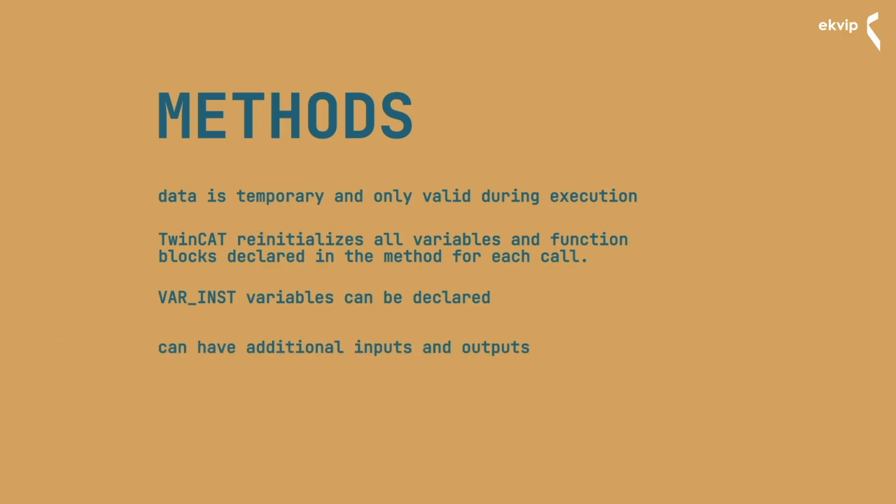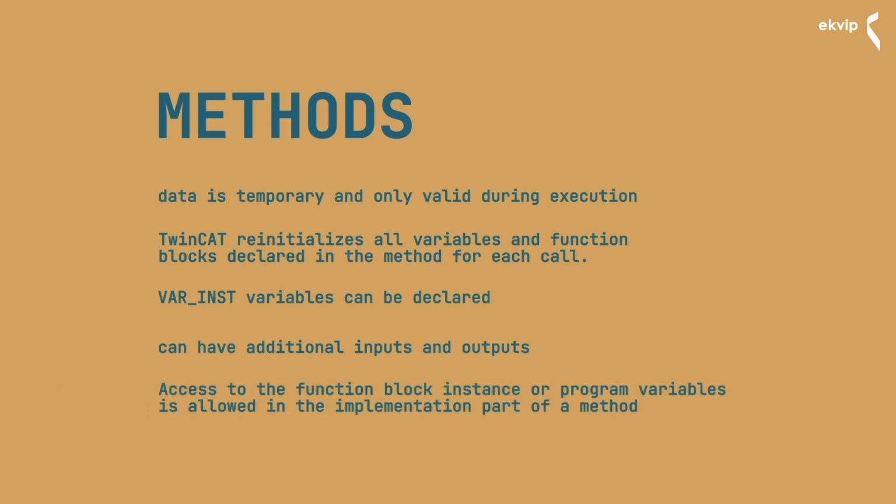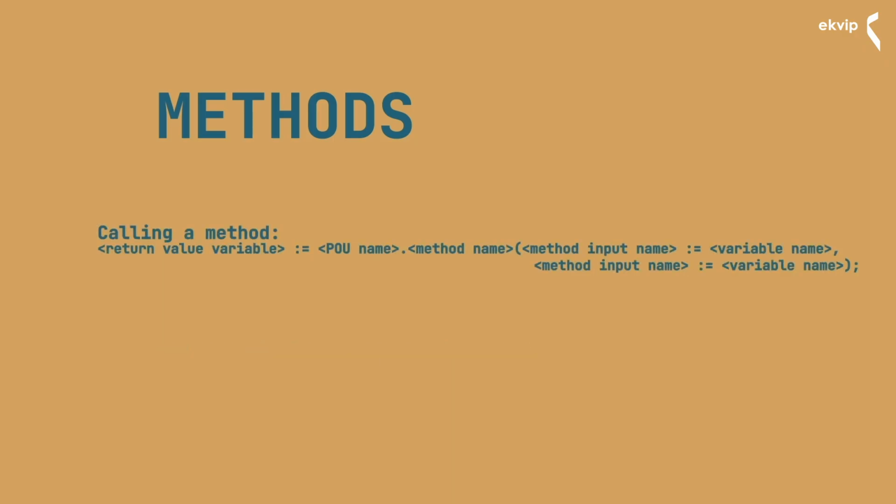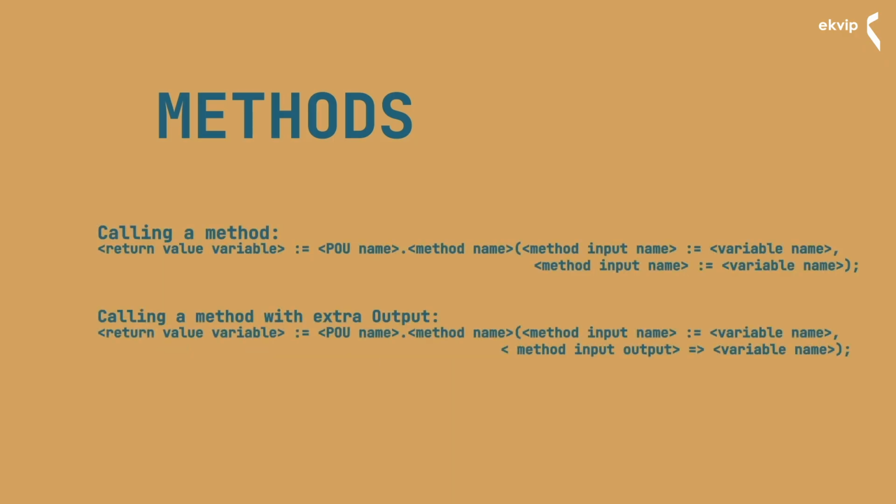Note, from TwinCAT 3.1.4026, inputs without an explicitly specified initial value must be assigned when the method is called. Inputs with an explicitly specified initial value can be optionally assigned or ignored when the method is called. Access to the function block instance or program variables is allowed in the implementation part of a method. If you want to call a method, you do it like this. If you also want to assign extra outputs, it looks like this. Sweet. Now that you finally know more about methods, let's go on with declaration and implementation.